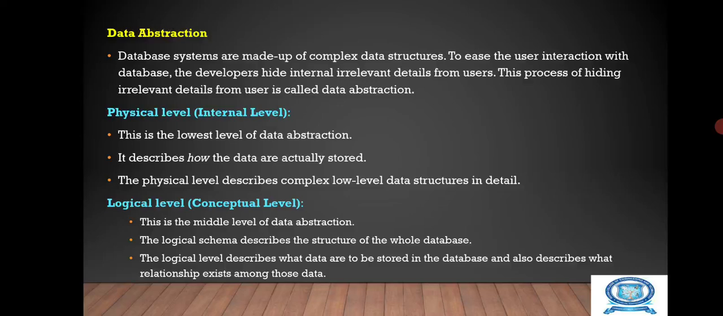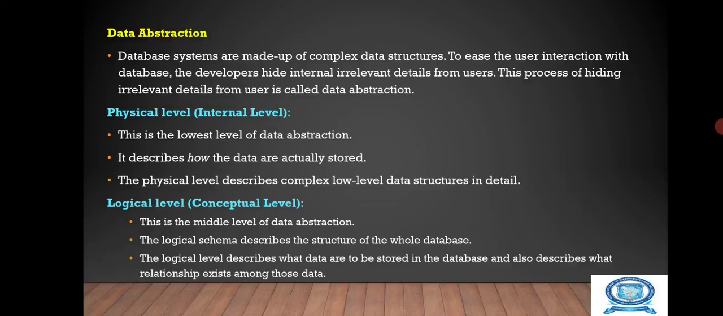Now let us see about data abstraction. The database systems are made up of complex data structures to ease the user interaction with the database. The developers hide the internal irrelevant details from the users. This process of hiding the irrelevant details from the user is called data abstraction.